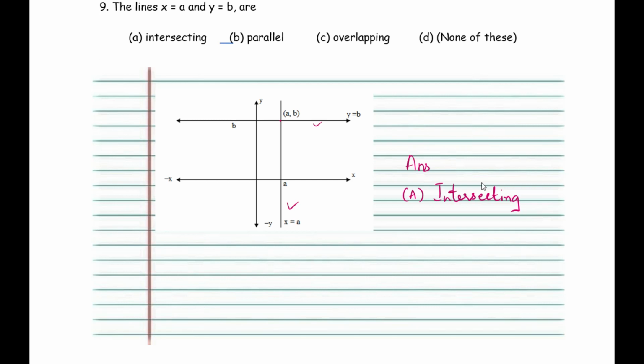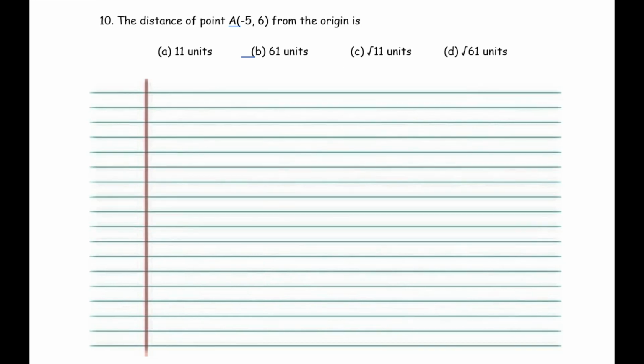The line x equals a is parallel to the y axis and the line y equals b is parallel to the x axis. They meet or they intersect at a point. Therefore, the correct answer is option A, intersecting lines. Now, moving to question number 10.